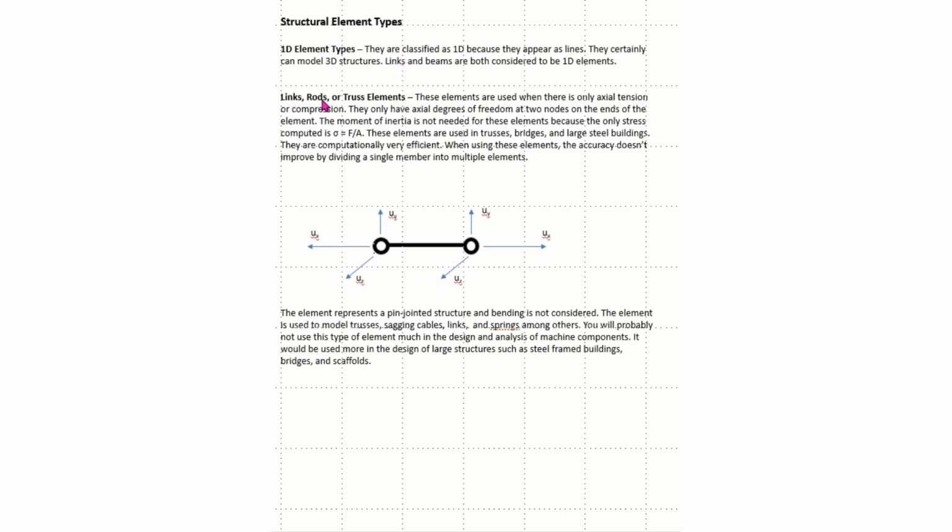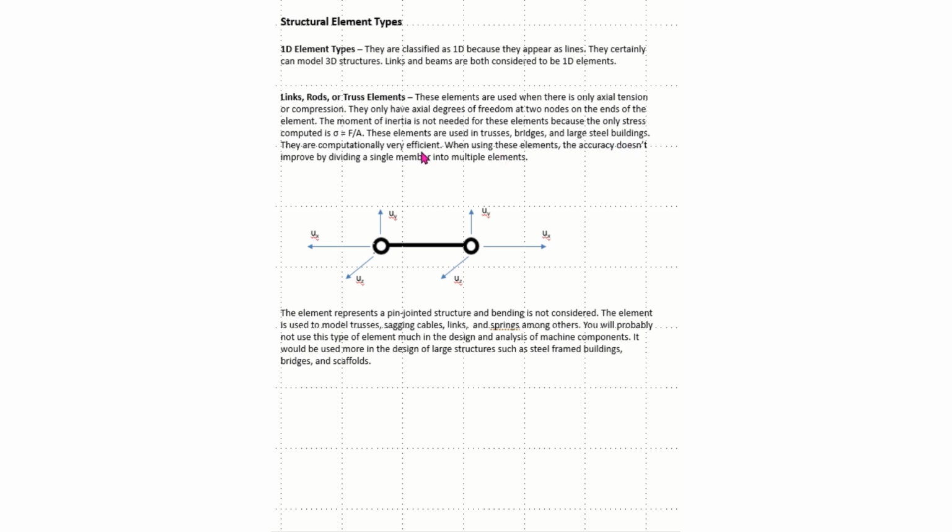So links, rods, or truss elements are all represented by the same thing, and these elements are used when there is only axial tension or compression, and they only have axial degrees of freedom at 2 nodes on the ends of the element. The moment of inertia is not needed in these elements because the only stress that can be computed is sigma equals F over A. There can't be any MC over I. And these elements are used in trusses, bridges, and large steel structures.